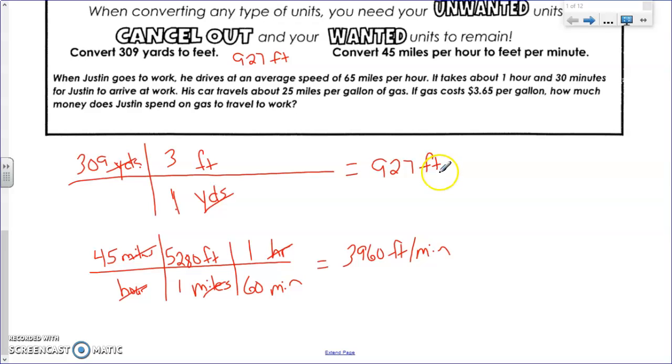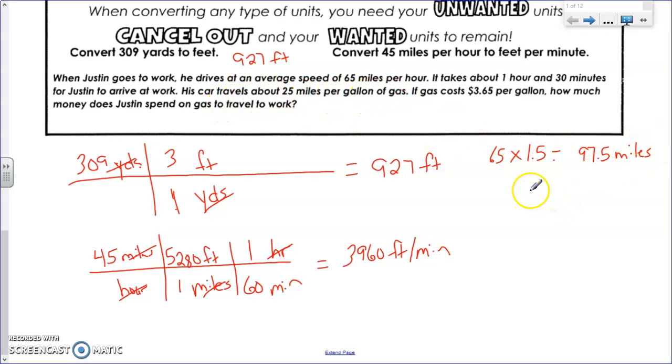So first of all, we need to take the 65 miles per hour and change it to the miles to work. So we know it's 1 hour and 30 minutes, so we can multiply 65 times 1.5 hours, because 30 minutes is a half hour. We're going to get 97.5 miles to work. Okay? Then we're going to need to do some conversions.